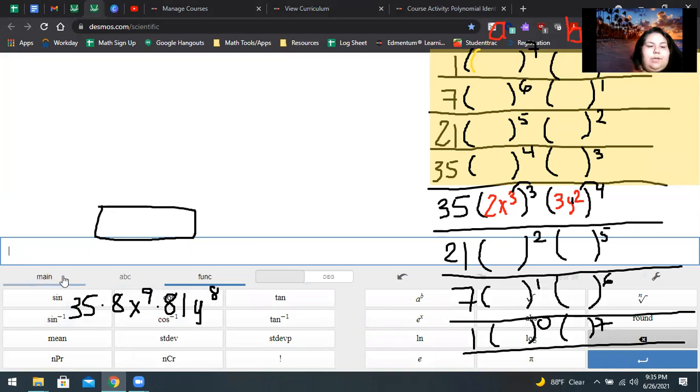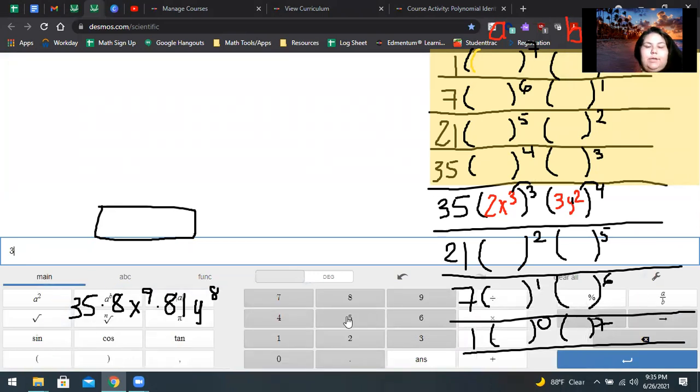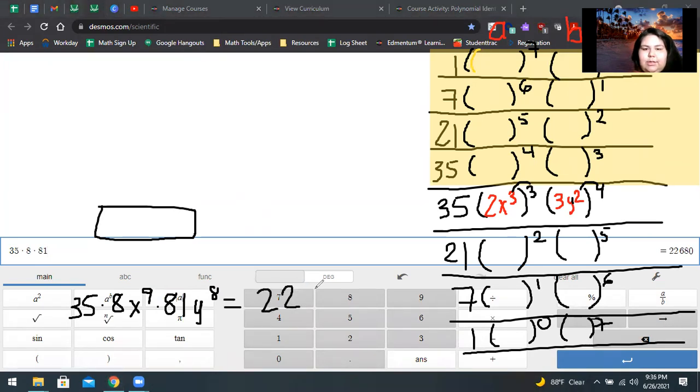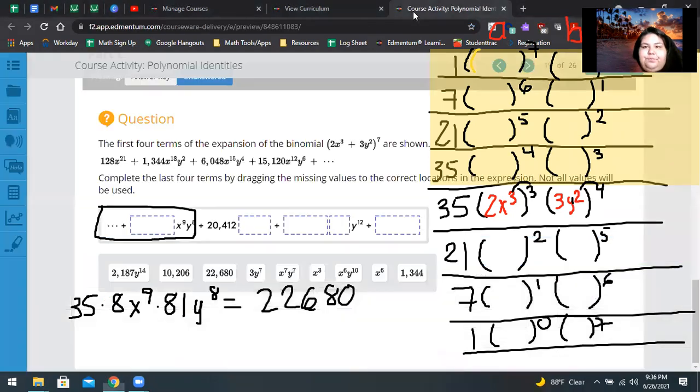So I'm going to go back over here to the main. So this is 35 times 8 times 81. And I get a value of 22,680. Then I'll move my variables to the side. So that is x to the ninth power, y to the eighth power. And that's my value right here.